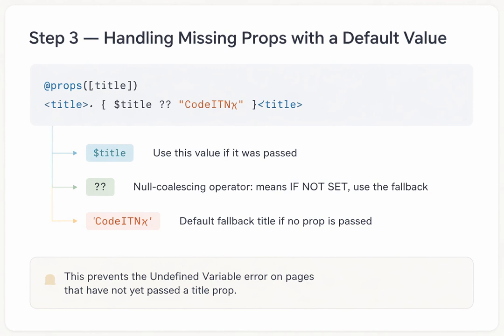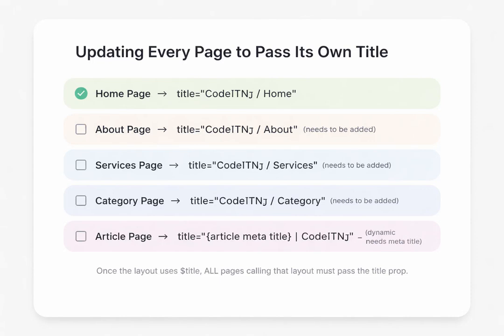The instructor explains this clearly. The two question marks mean if this is not set, use what comes after. This way, pages that have not yet been updated to pass a title will still display something sensible instead of crashing with an error. Once you wire up the layout to use the title prop, every single page that calls that layout now needs to pass its own title. The instructor makes this point clearly.